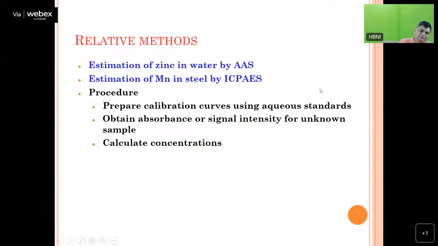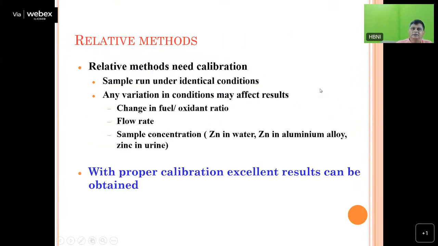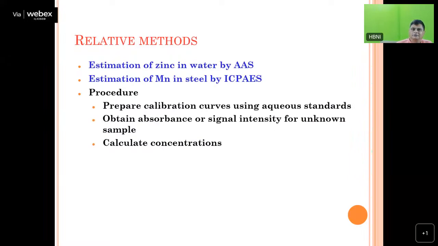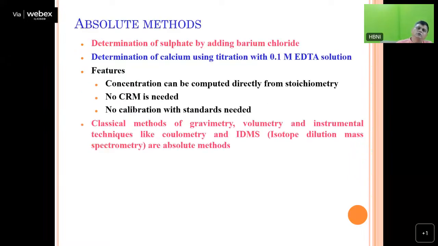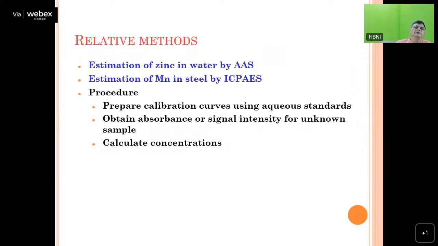So we have seen that absolute methods are those methods which do not need any kind of calibration. They don't need any kind of CRMs. Only by following the chemical reaction and through its stoichiometry, one can tell the concentration, the amount of analyte present in the sample. So they are termed absolute methods. Absolute means they do not depend on anything else. Then there come the relative methods.